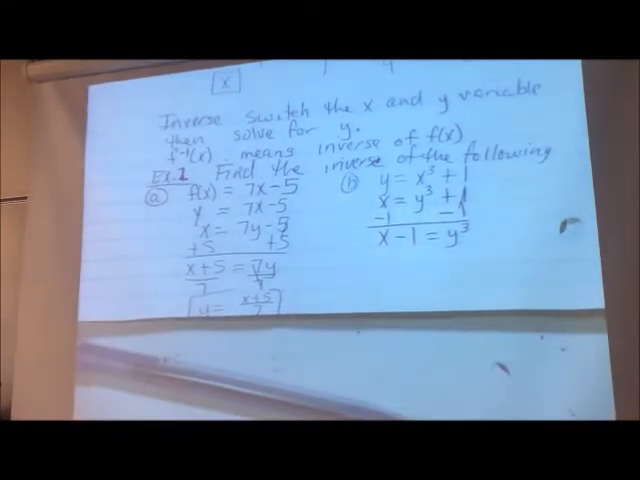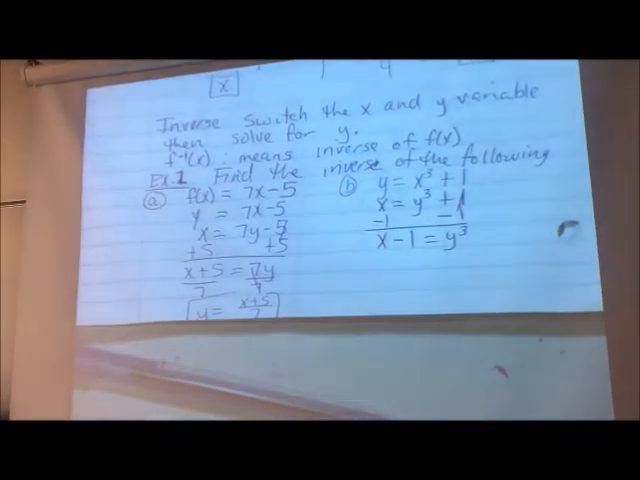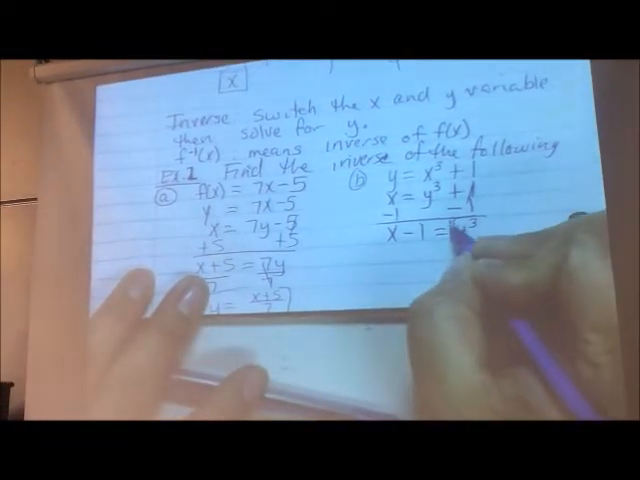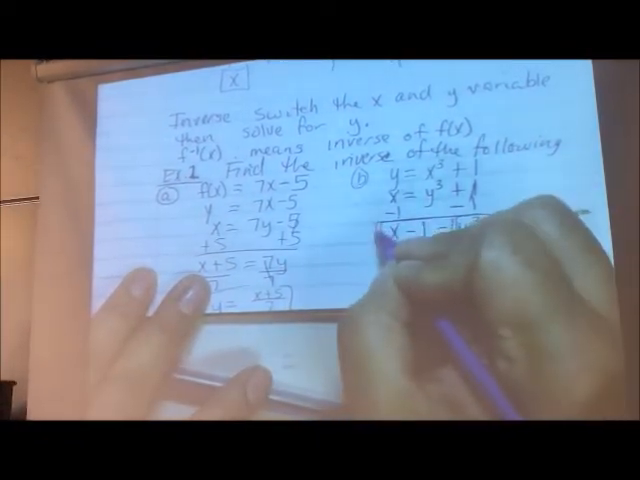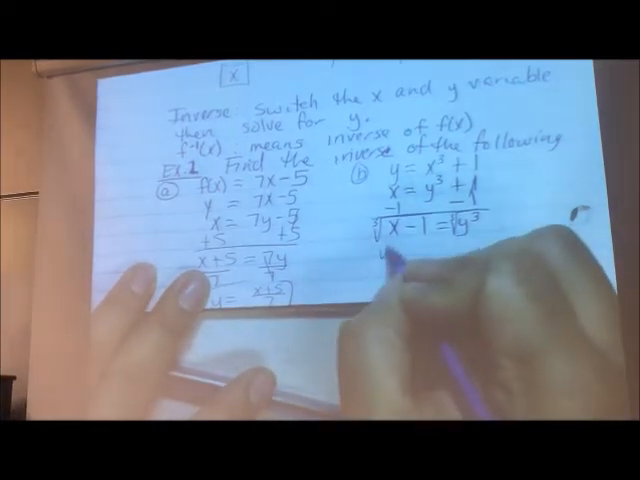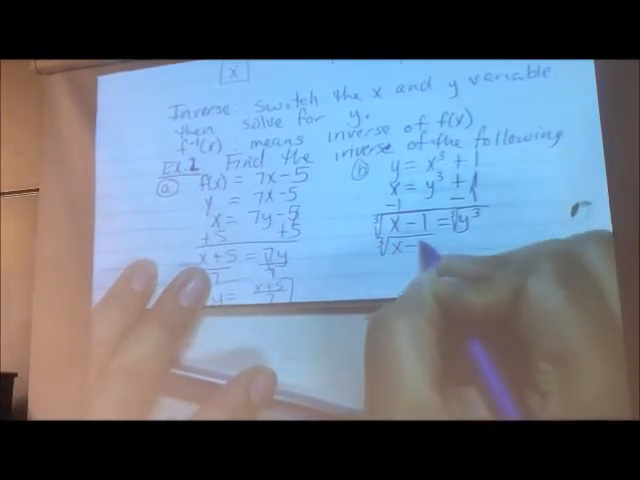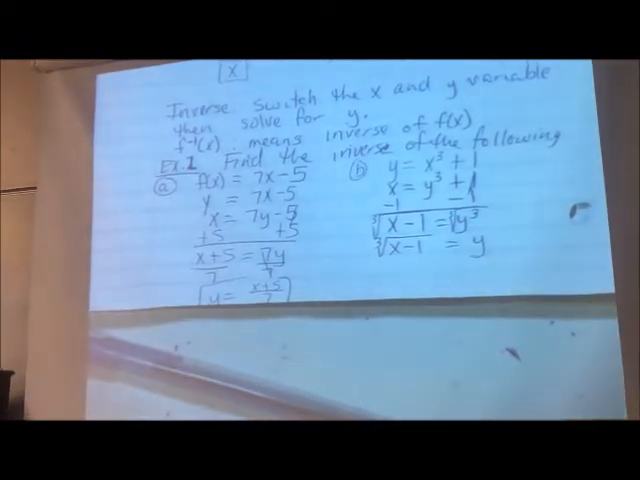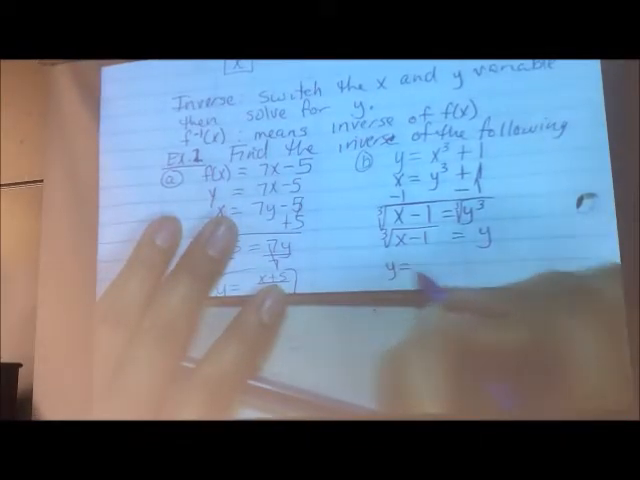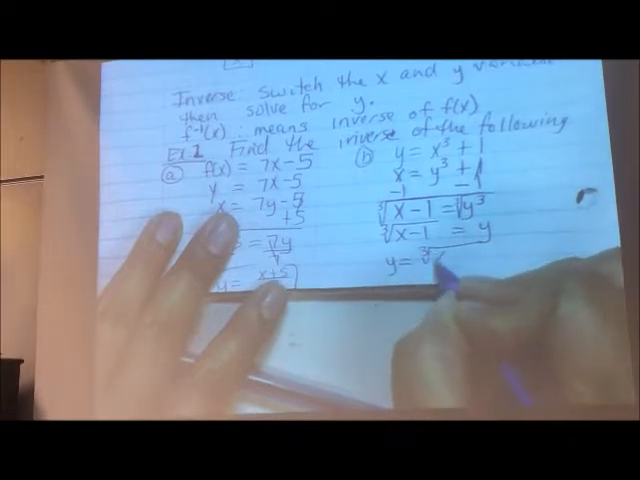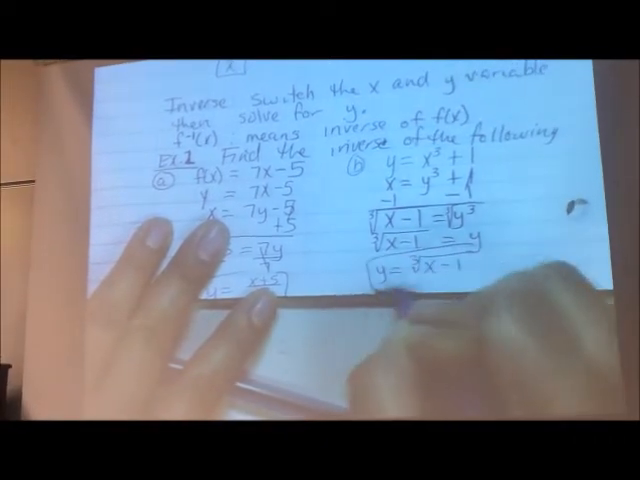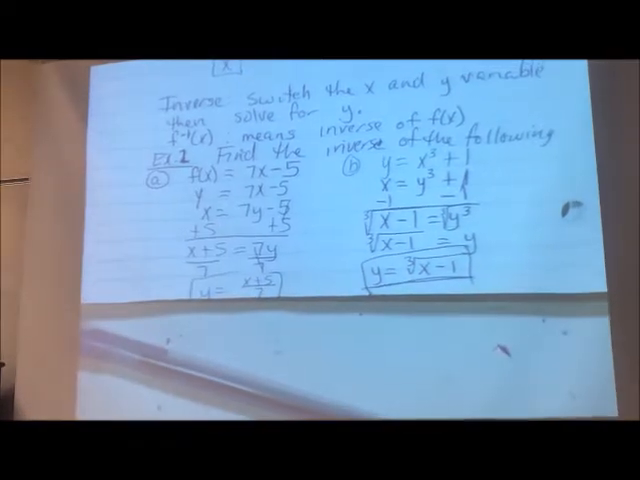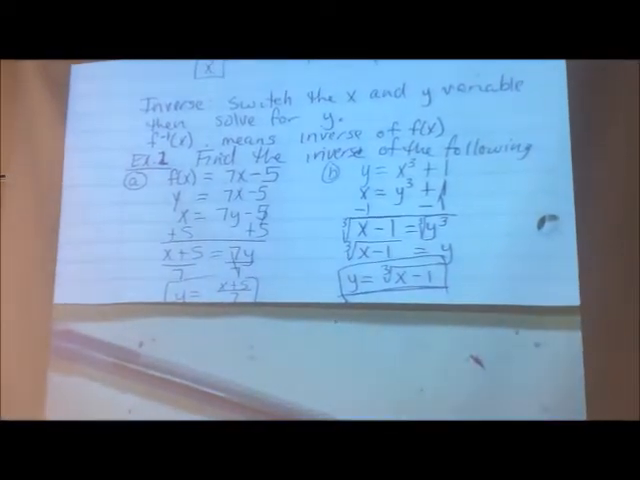How do I get rid of that y cubed? The cube root. Very good. So I take the cube root with a little 3 there and the cube root here. So then this is just the cube root of x minus 1 equals y. Now we could rewrite it the other way because that's the way we're used to seeing it. Cube root of x minus 1. Both things are inside of the cube root. Excellent. So not so bad, right?